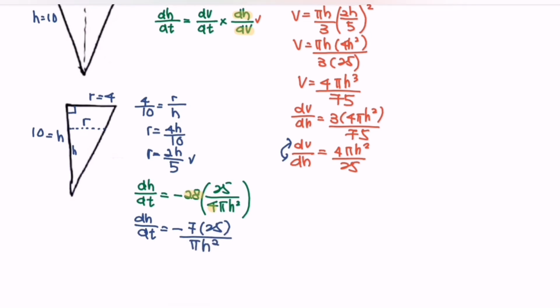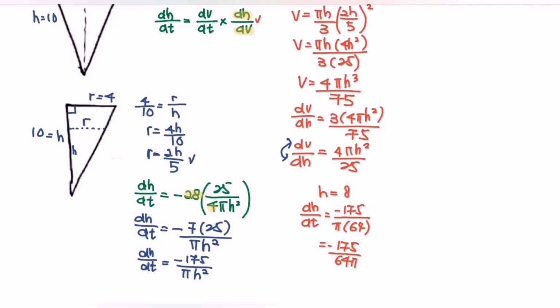So finally we have dH/dt is equal to negative 175 over pi H squared. Based on the question, when H is equal to 8, what is the dH/dt? Kindly substitute negative 175 over pi times 64. So negative 175 over 64, and we will have negative 175 over 64 pi inches per hour.